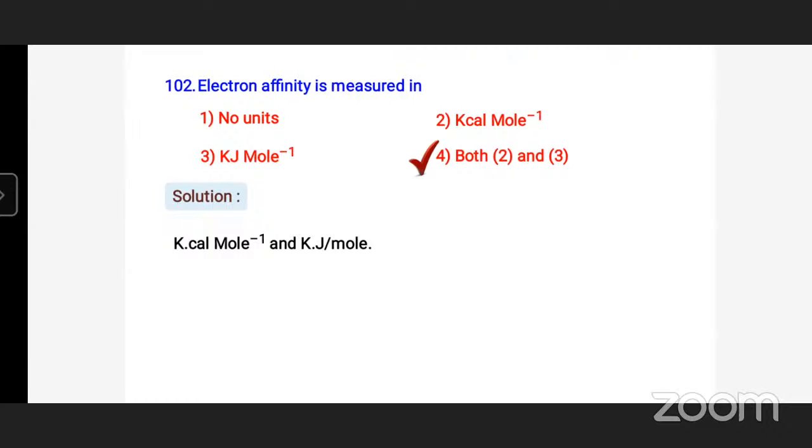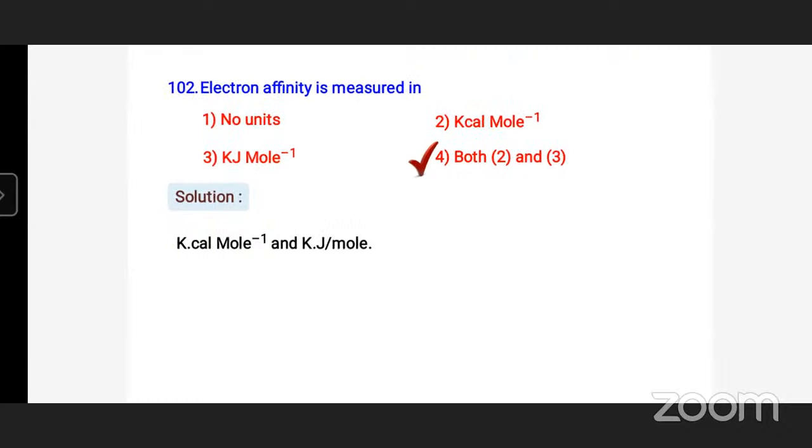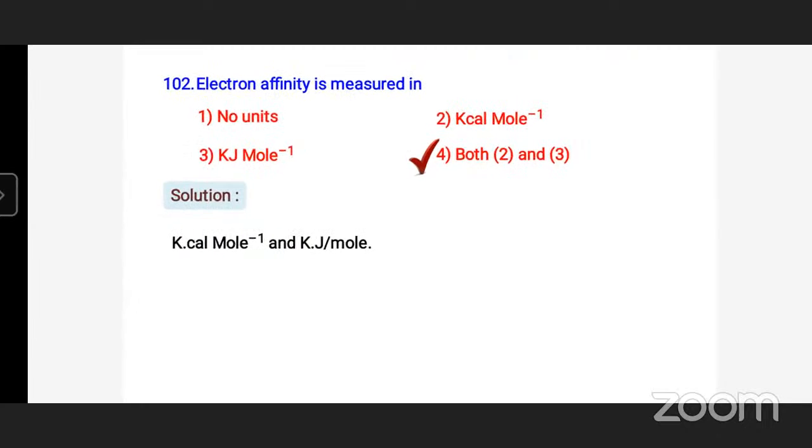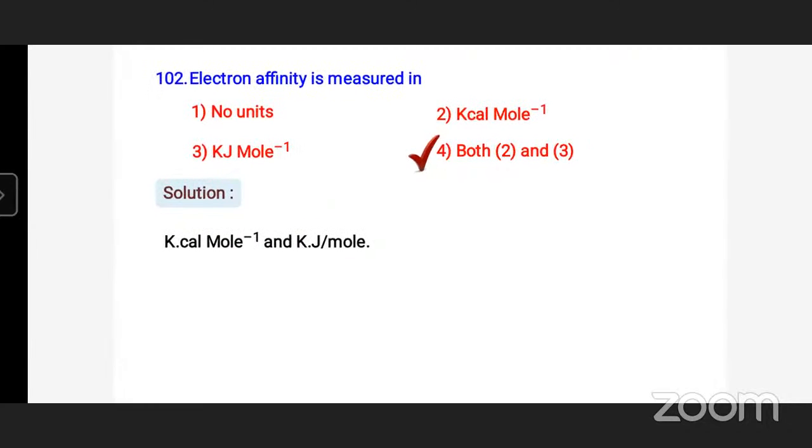So simply, the amount of energy released when an electron is added to a neutral gaseous atom to convert it into a negative ion is called electron affinity. Electron affinity units: number one, no units. Number two, kilocalories per mole. Third option is kilojoule per mole. Fourth option is both second and third.